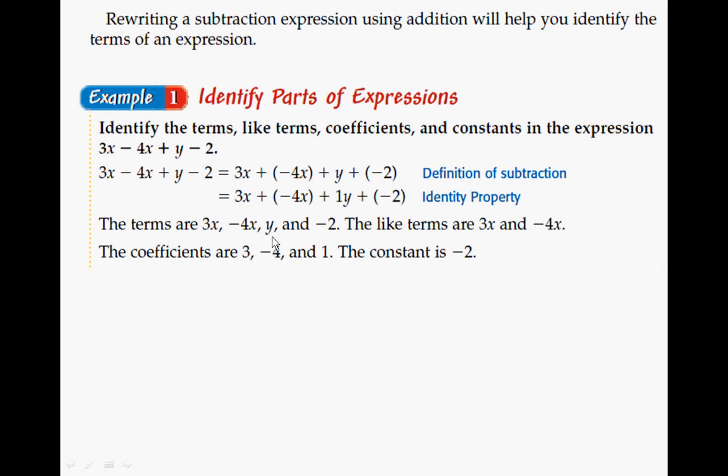Now you can identify what the terms are, just like they do here: 3x, negative 4x, y, and negative 2. The like terms are 3x and negative 4x. The coefficients are 3, negative 4, and 1. Notice where the 1 comes from. Remember, every time you have an unknown or a variable, there is a hidden 1 or a negative 1 in front of it, and the constant is a negative 2 because it does not have any variables with it.